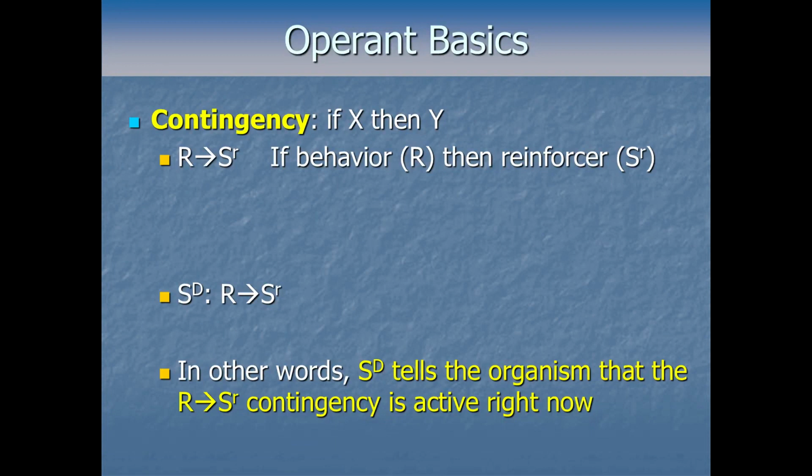So in our notation, we previously added that SD at the beginning, standing for discriminative stimulus, meaning the context or signal. The SD sets the occasion for R being reinforced. SD tells the organism that the behavior leads to the stimulus, that the contingency is active right now. So this is our contingency. The SD, the discriminative stimulus, says, hey, right now doing the behavior will lead to the stimulus. I'm in that type of situation at the moment.